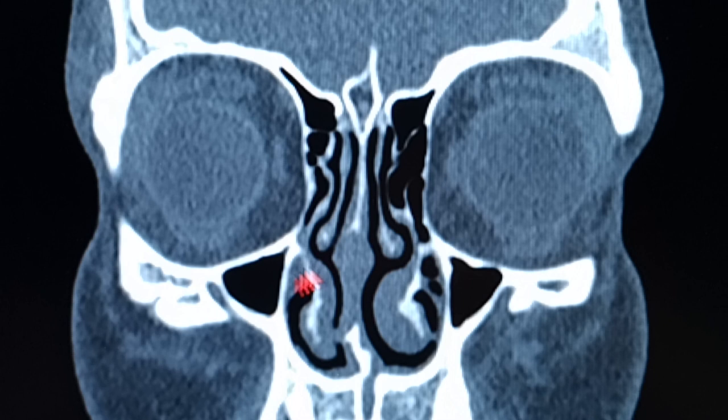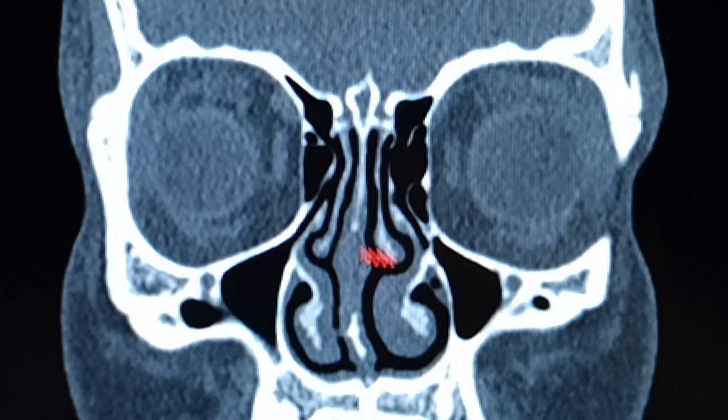So now you can see that this is the maxillary sinus, and it doesn't show any opacification inside. This is completely normal. As we keep going behind, you can see the maxillary sinus opening up here. You can see the osteomeatal opening over here. So for that to happen, we need to know the anatomy of the uncinate process.